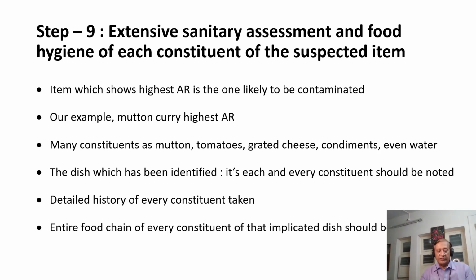Therefore, once a particular dish has been identified, as per details we have given in the previous step, each and every constituent, including condiments and water, should be noted, and a detailed history of each and every constituent should be taken. In other words, the entire food chain of each and every constituent of that implicated dish should be investigated from the public health point of view.